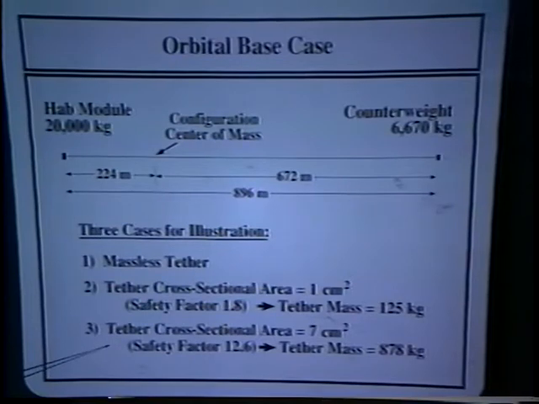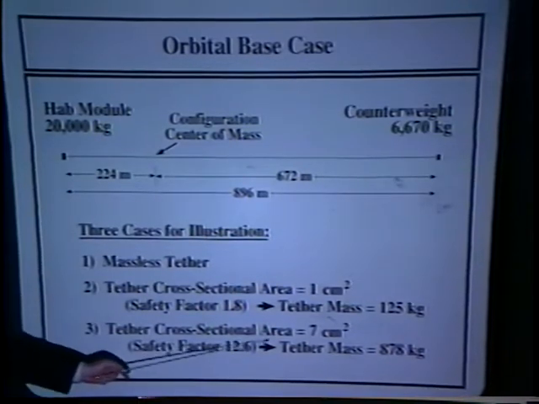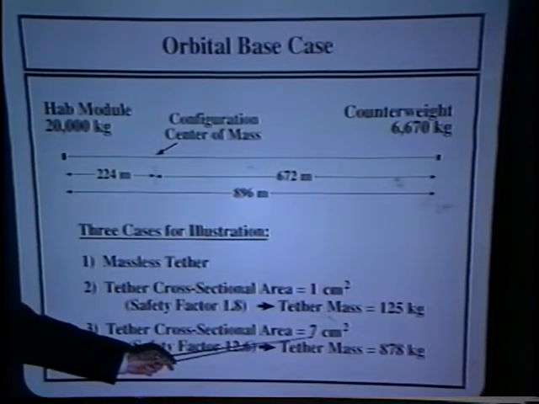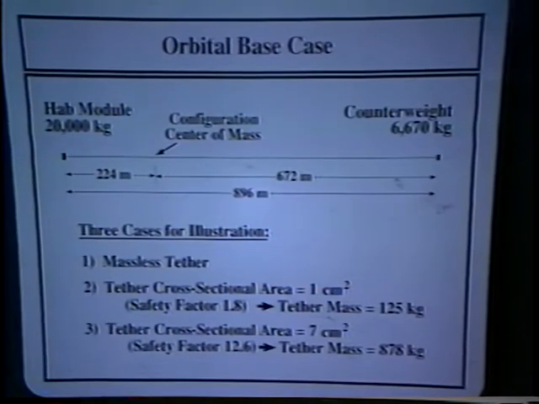The last case that I'll show to demonstrate the effects of a very large tether mass is a case where the safety factor is cranked up to about 12.6. The tether cross-sectional area is 7 square centimeters, and the overall tether mass is 878 kilograms, which is a little bit larger compared to the total spacecraft mass of a little over 27,000 kilograms.